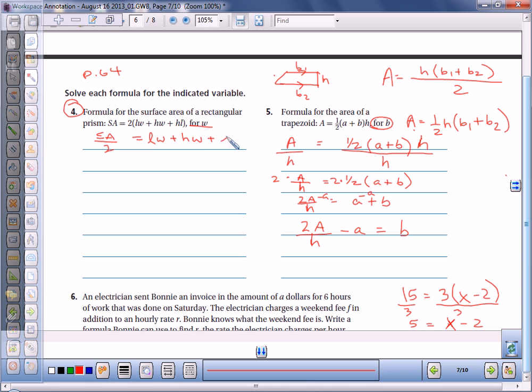Okay, so we want W by itself, so I can now move this plus HL. How do I do that? Subtract. I've got my surface area, which is divided by 2. I'm going to subtract that HL. And now I've got LW plus HW.